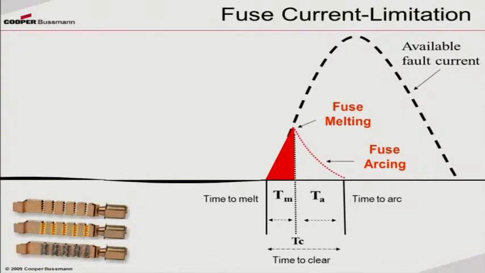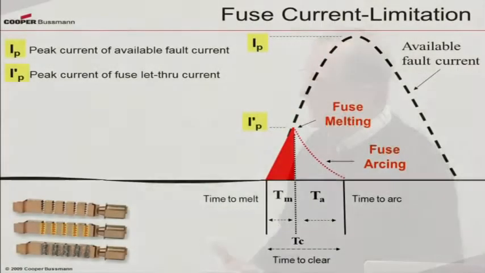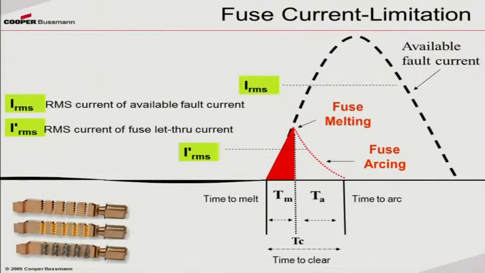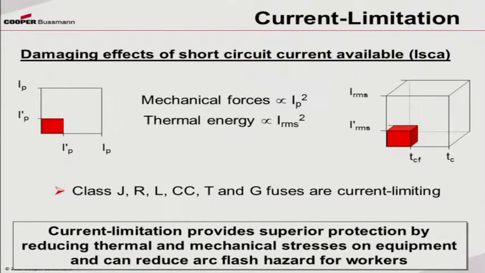By controlling the time, we control the thermal energy that's developed. So we've got peak current for what was available, and peak current for what passed through the overcurrent device. We've got I squared T that was available and I squared T that got through the overcurrent device. And we have tables that we can look at, with all of this data, in order to size them to protect equipment in various applications. And again, the peak current squared is proportional to the mechanical energy, and the RMS current squared is proportional to the thermal energy.